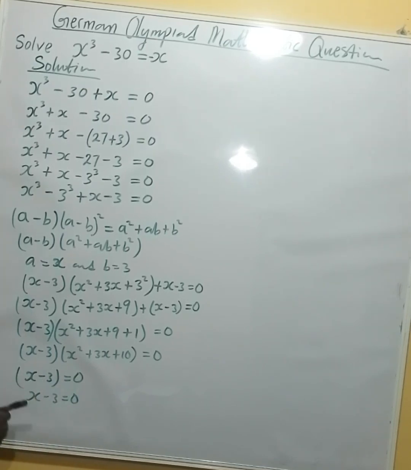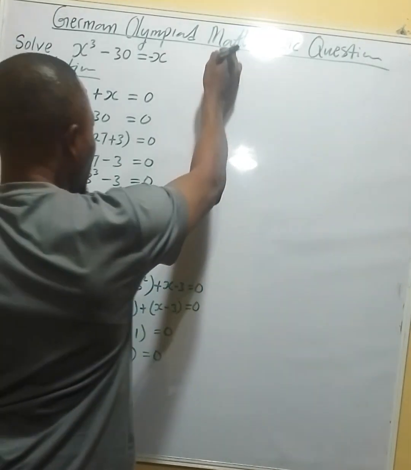Isn't it? Then now you take 3 to the other side. We have x equals to 0 plus 3. So therefore x equals to 3. So that's the first answer. And because of raised to power 3, we are going to get 3 answers for it. So now let's continue.